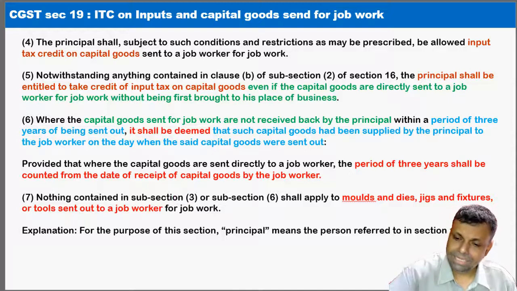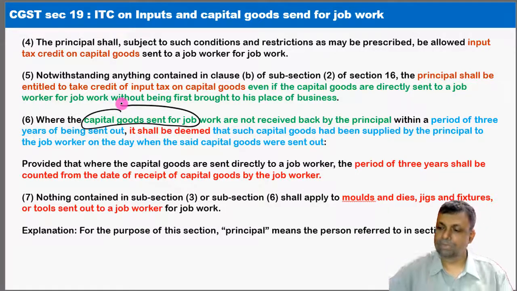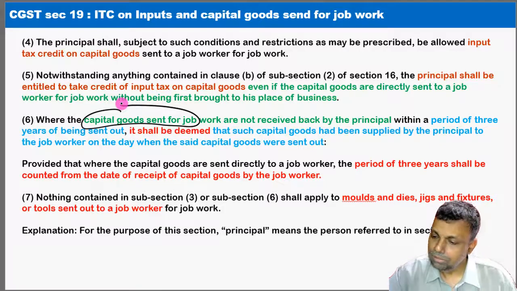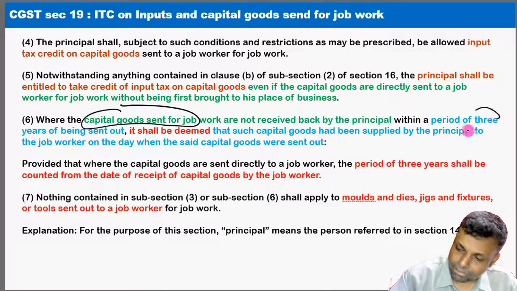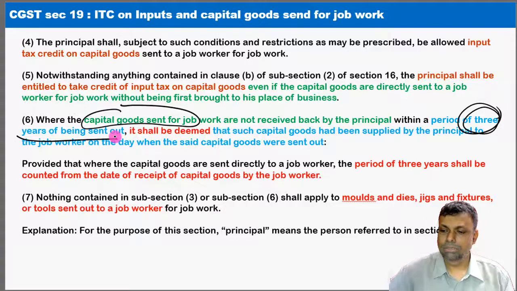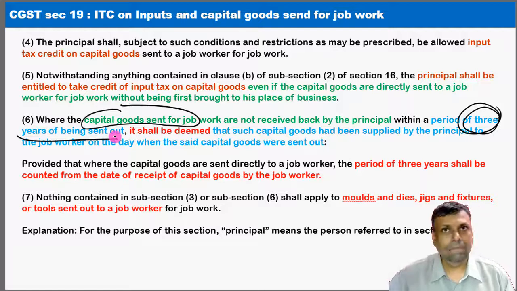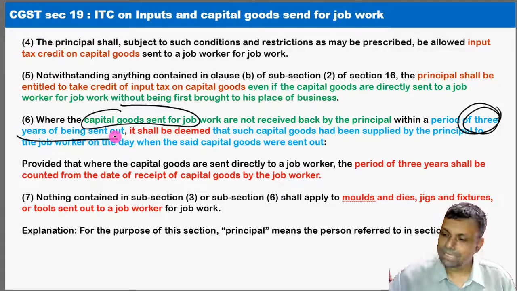Further, if there are any capital goods which were sent to that particular job worker, they have to be returned within a period of 3 years of being sent out. Same language, but only with respect to capital goods. I'm not going into the details of this point, because the same way the 1 year is calculated, the 3 years is calculated.